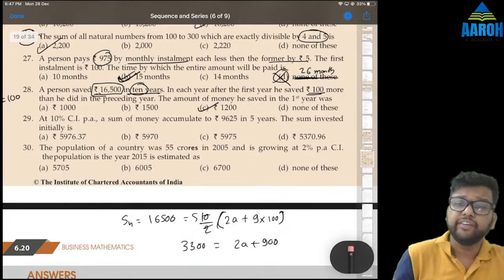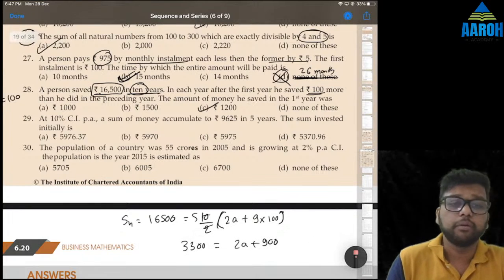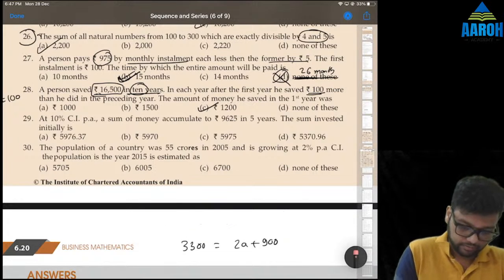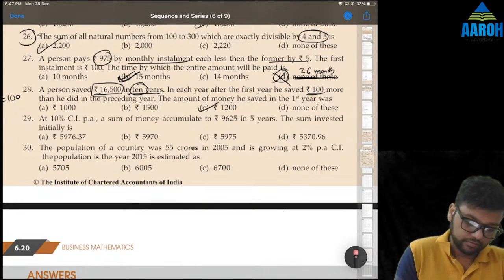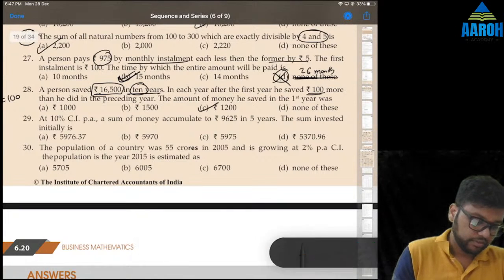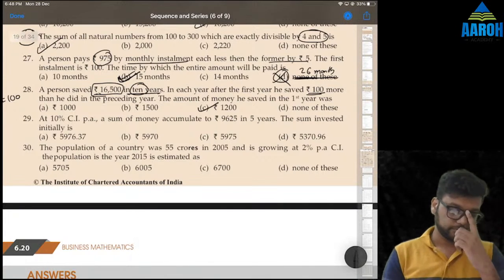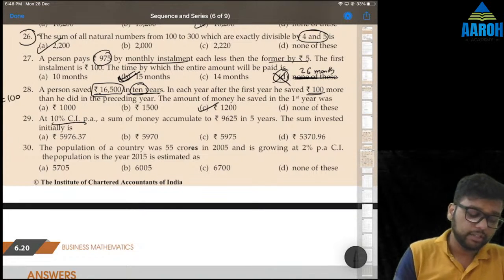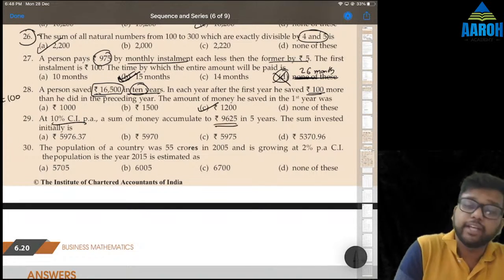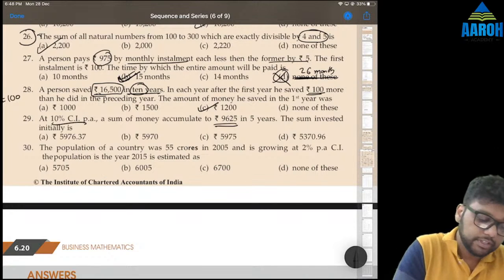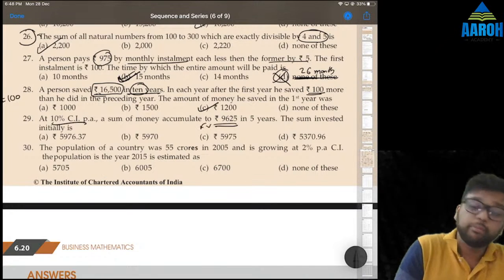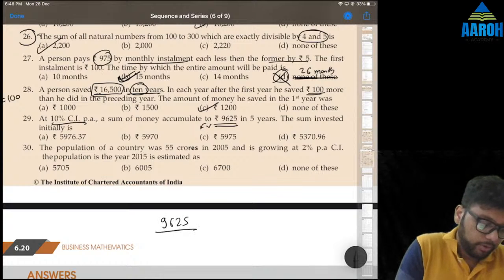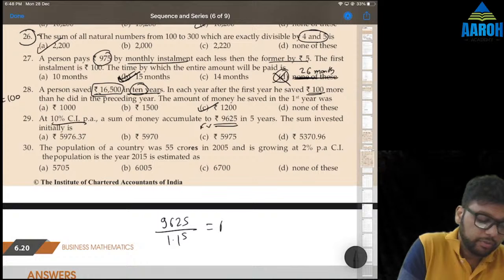Last two questions are on TVM. So we can directly use the compound interest formula for that. We will not use GP. Have you got 28th? 29th is, at 10% compound interest per annum, a sum of money accumulates to 9625 in 5 years. That means this is the future value. Sum invested is what? We know that FV upon (1 plus i) raised to n is equal to PV.